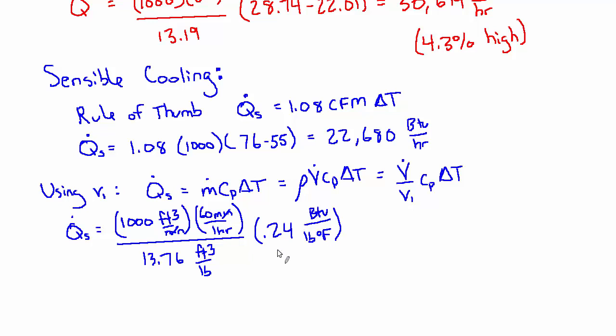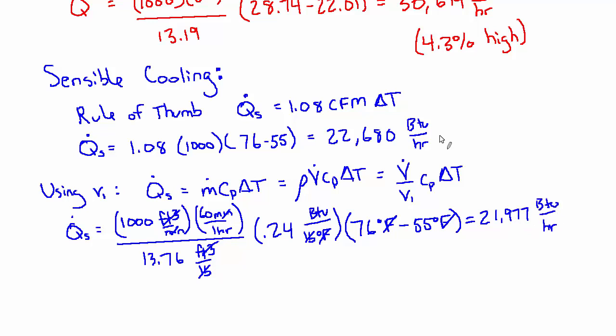And by the way, in case you're wondering, this does vary with temperature as well, but it's very slight, so you don't have to worry about this changing significantly, at least not enough to throw off the answer to any test questions. And then the delta T is the same, 76 degrees Fahrenheit minus 55 degrees Fahrenheit. And we can go through and cancel some units. We get 21,977 BTUs per hour. So the rule of thumb then, this 22,680, was 3.2% high. So not as bad as when the wrong specific volume was used, but still a few percent off. So take that for what it's worth.